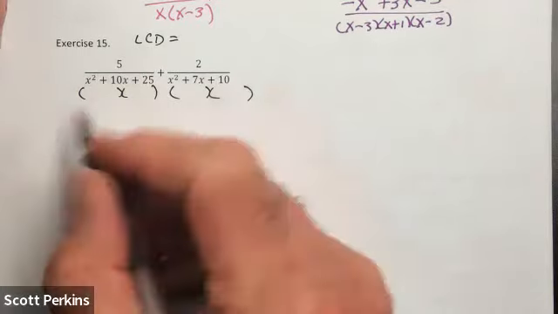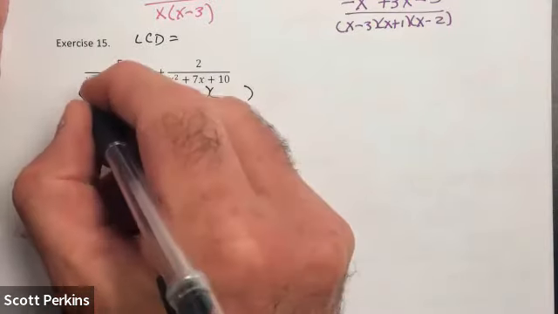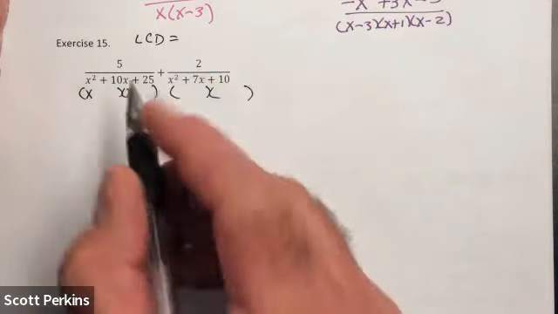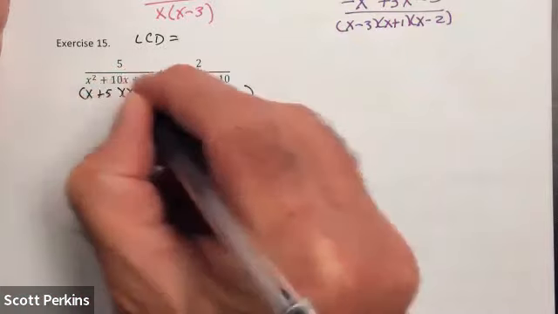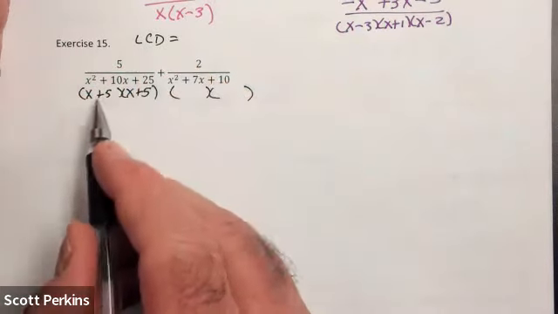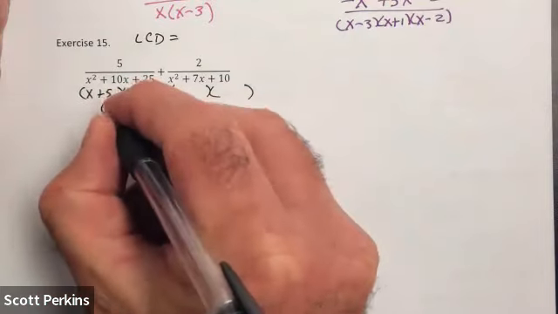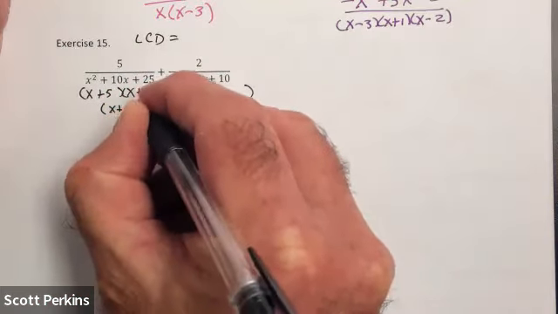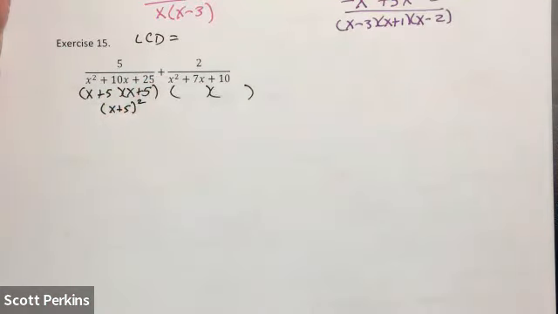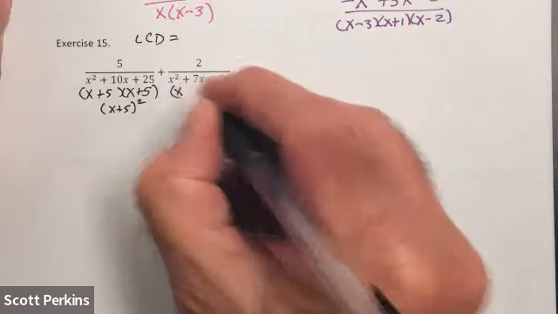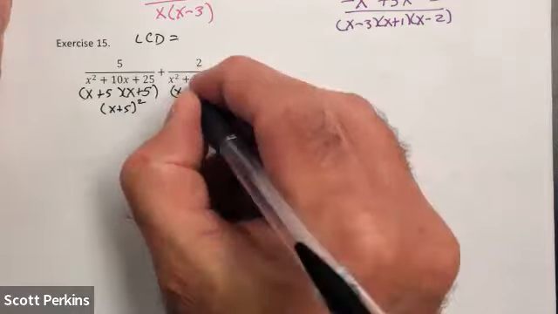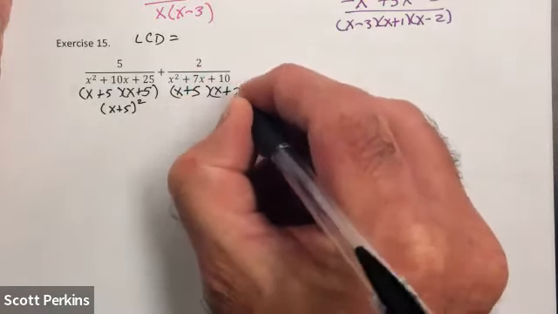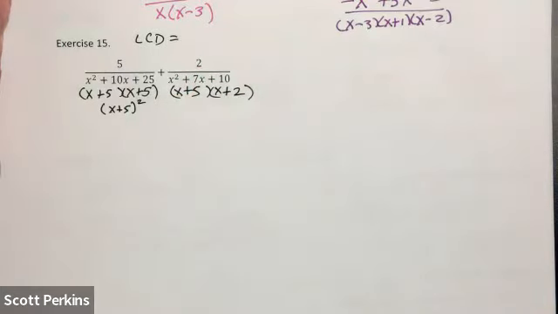All right, so factoring here, the first one, x squared is x and x. The two factors of 25 that are going to add up to 10 are 5 and 5. So notice I have the same factor times itself, so that's x plus 5 squared, because there's two of them. The second one, x squared is x and x. The two factors of 10 that add up to 7 are 5 and 2. So there we go. Those are different factors.